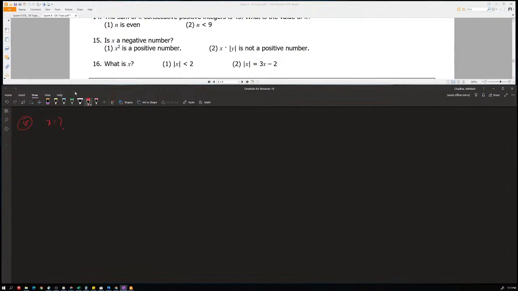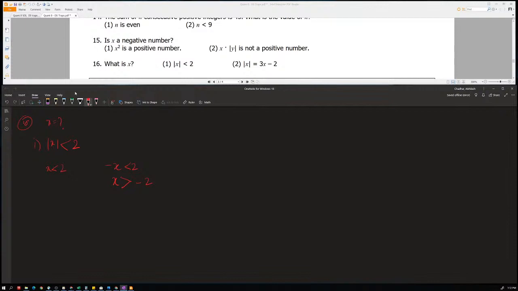So we'll go with our first condition, which is mod x is less than 2. Whether this is sufficient or not, we need to check that. Since mod x is less than 2, it could be two things: either x could be less than 2, or minus x could be less than 2. So x is less than 2, and here we can say the value of x is greater than minus 2.